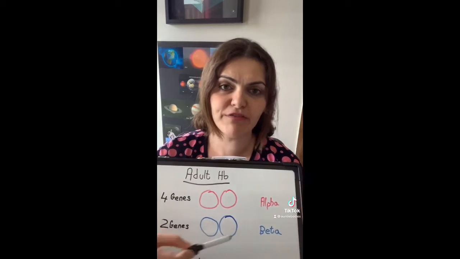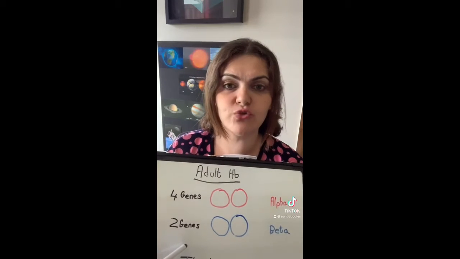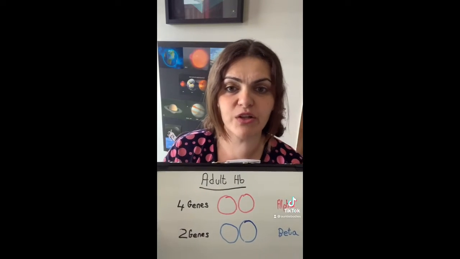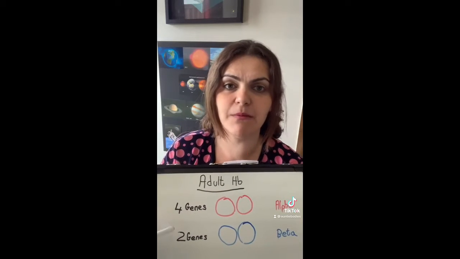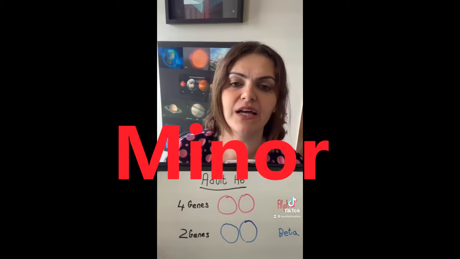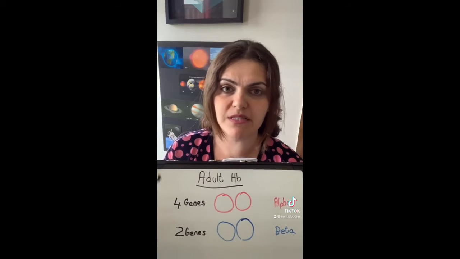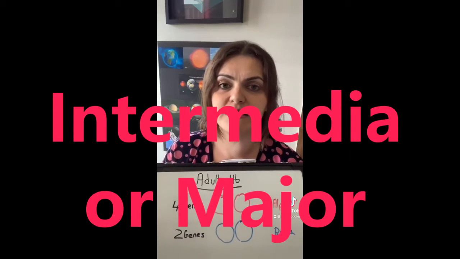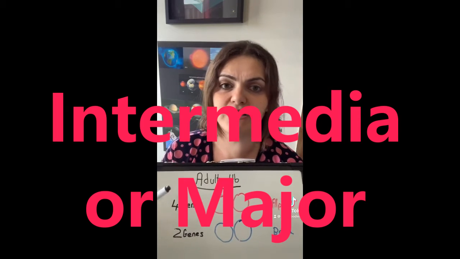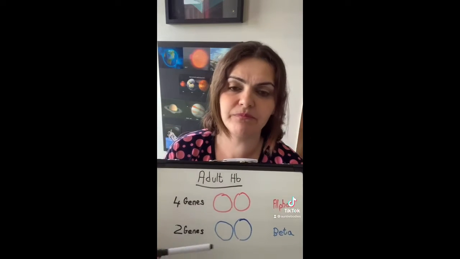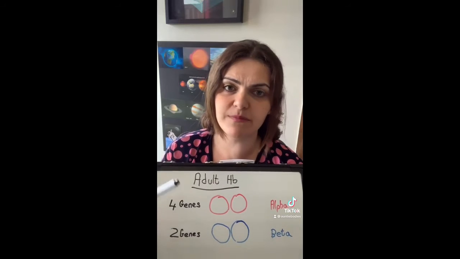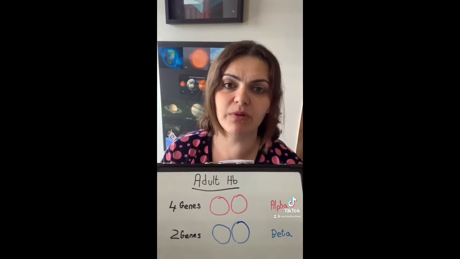So the beta chain of the hemoglobin is encoded by 2 genes. If you have a mutation in one of those genes, you have thalassemia minor or beta thalassemia minor. And if you have a mutation in both of the genes, you have beta thalassemia intermedia or beta thalassemia major. Beta thalassemia major is also known as Cooley's anemia. And people with major or intermedia usually need regular blood transfusions.